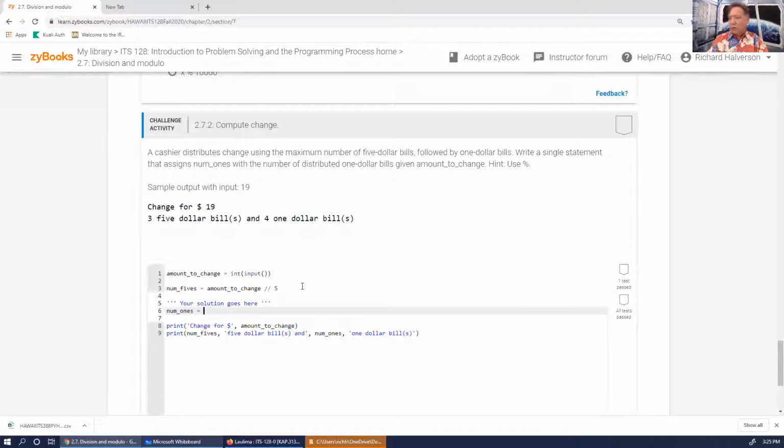Num1s is going to be equal to amount to change, which is amount, and we need to subtract out the $15. Subtract out the $15 would be num5s times 5. So there's going to be 3 of them. So that's the number of 5s, 3 5s times 5. That's $15. So here we're subtracting the $15 out of that, and that's going to equal the number of ones.